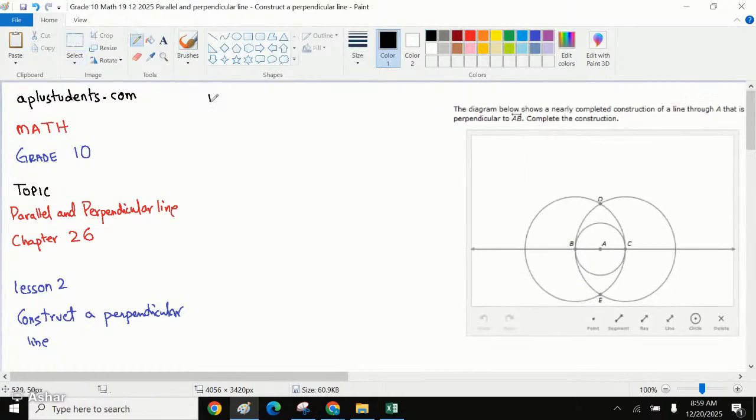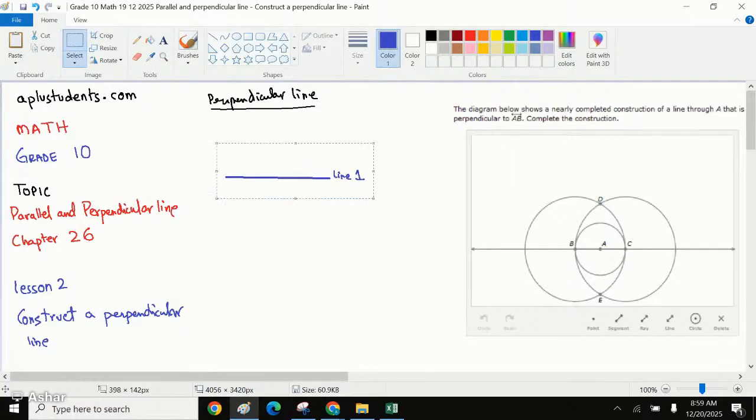Okay. Perpendicular lines are those lines which intersect each other. If this is line number 1, let's suppose we need to draw a perpendicular line to this line. What will happen is there would be another line that would cut this line at right angles. If two lines are intersecting at right angles, that is 90 degrees, this is line number 2. Those would be perpendicular lines.